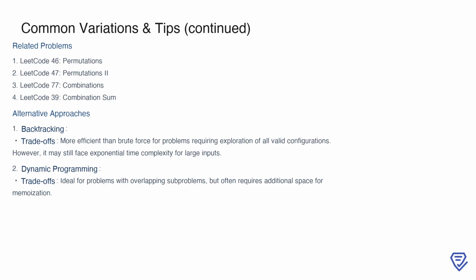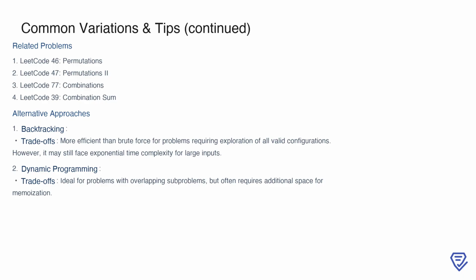Now, in terms of alternative approaches, one key method is backtracking. This is especially effective for problems that require exploring all possible valid configurations. While backtracking is typically more efficient than brute force, it can still face exponential time complexity for large inputs, so it's important to use it judiciously.